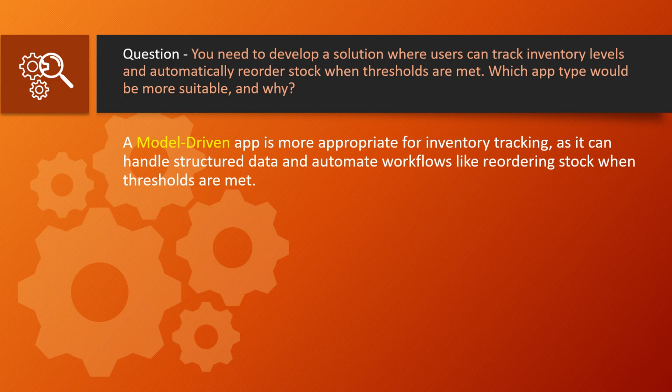Next question is, you need to develop a solution where users can track inventory level and automatically reorder stocks when thresholds are met. So here there are two requirements: first, that users can track the inventory level, and second, that it automatically reorders the stocks when the thresholds are met. So which app type would you choose?